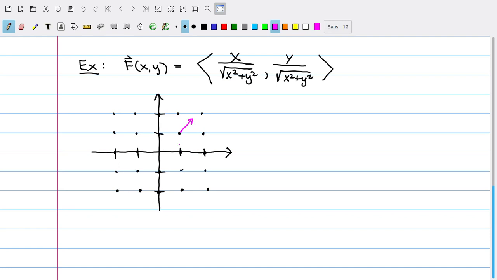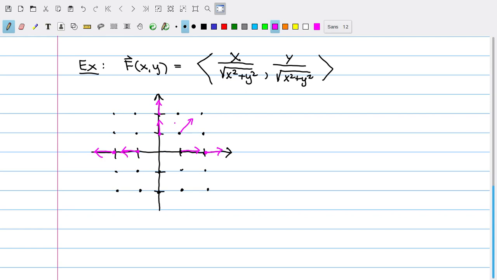At the point 1, 0, I'm getting the vector 1, 0, which is pointing in the direction of the x-axis. Similarly, at the point 2, 0, I'm getting the vector 1, 0. And at minus 1, 0, I'm getting the vector minus 1, 0. Minus 2, 0, I'm getting the vector minus 2, 0. And similar for those points on the y-axis.